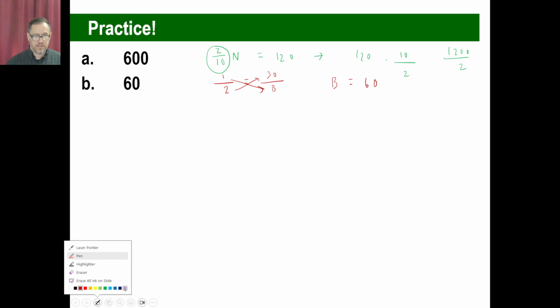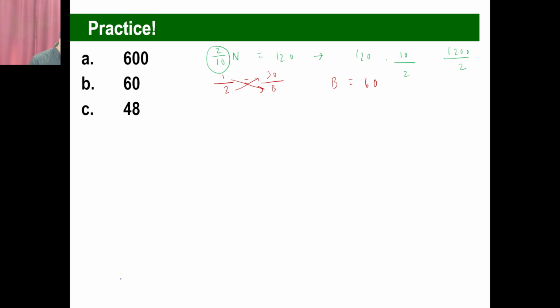Okie doke. Let's try C then. The answer is 48. Let's do it. 25% of what number is 12? Let's just do the top one. 25%, let's just go 1/4, of what number, we can call this C, I don't care what letter you use, is 12. I'll stop right there. That makes sense? 25% of, I didn't put the multiplication, but it's there. I put a little dot there, okay? Some number is 12.